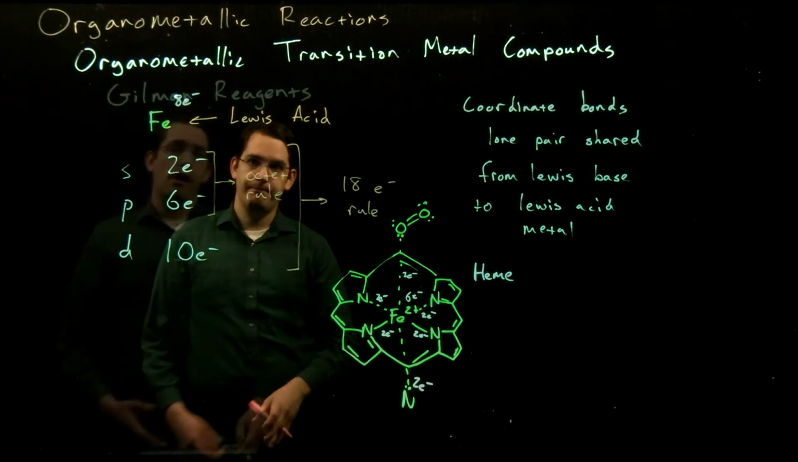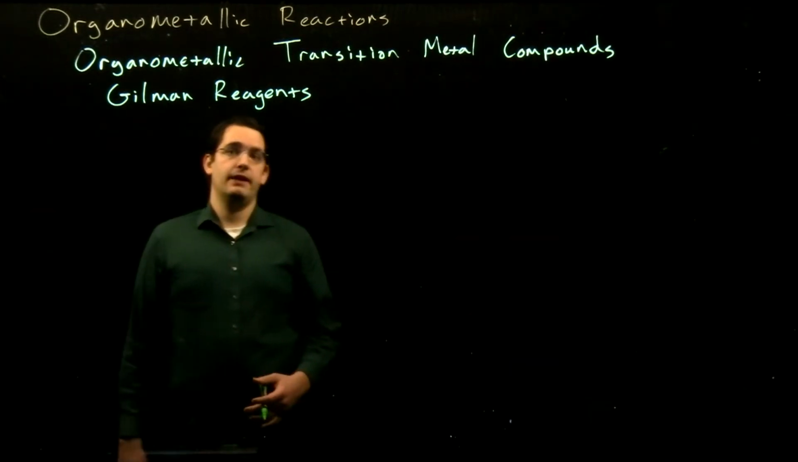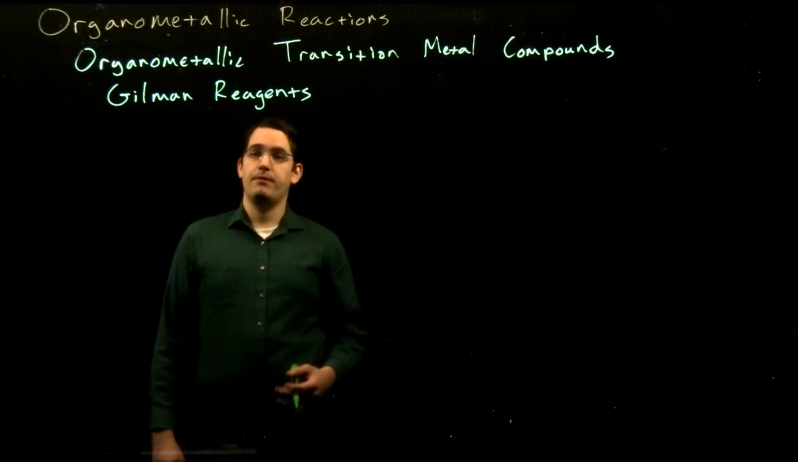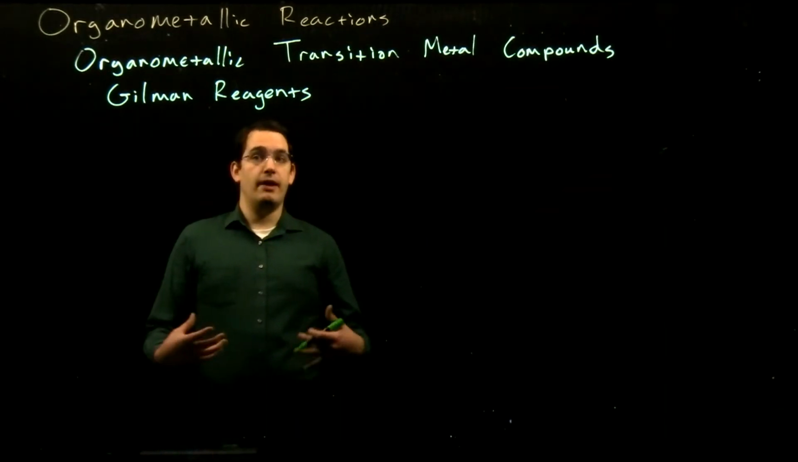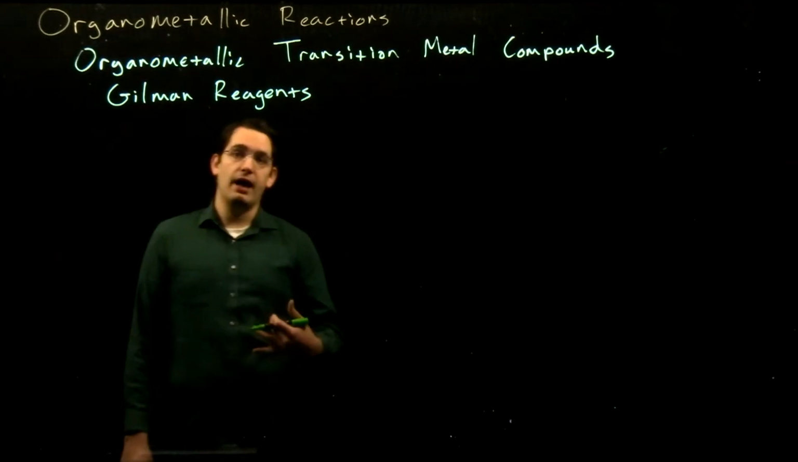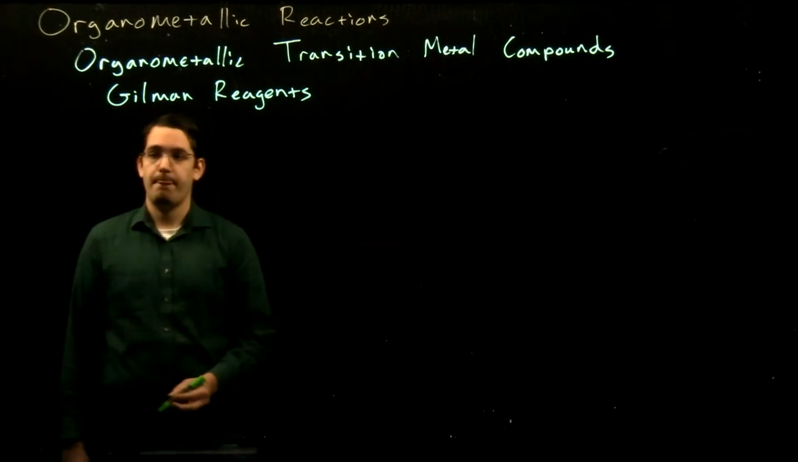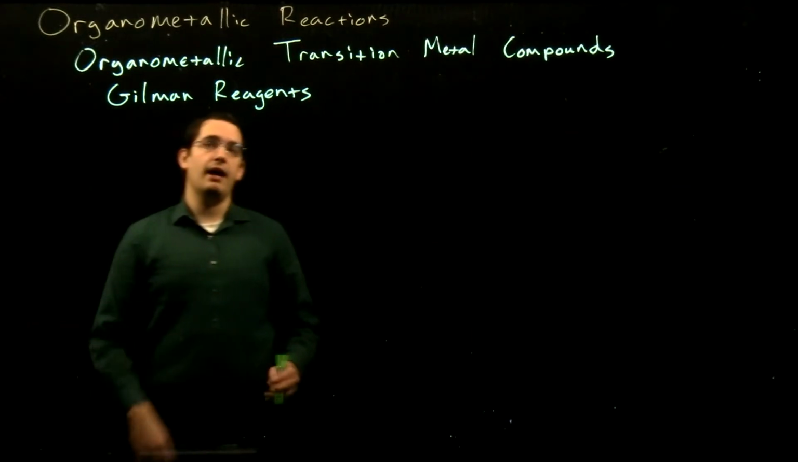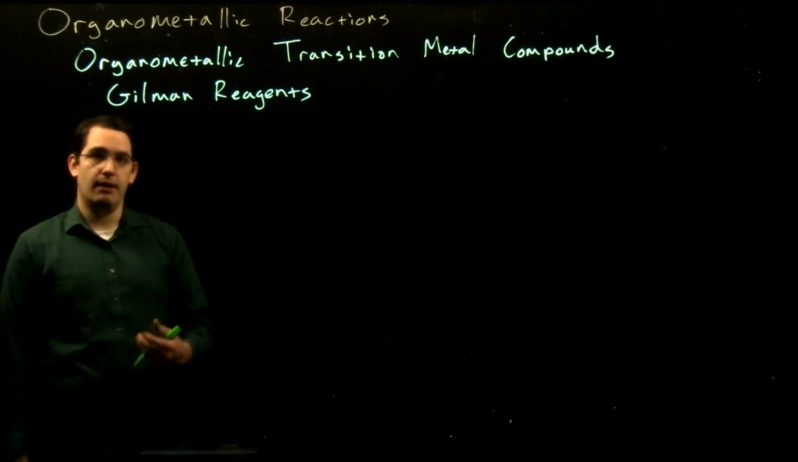Now there are a bunch of different ways that we can use these transition metal complexes in our organic chemistry. We're going to look at just a couple of different examples today. This is a very active area of research though. There are a lot of different ways that we use these in modern organic chemistry. So first we'll be looking at our Gilman reagents, which are a copper-based transition metal complex.